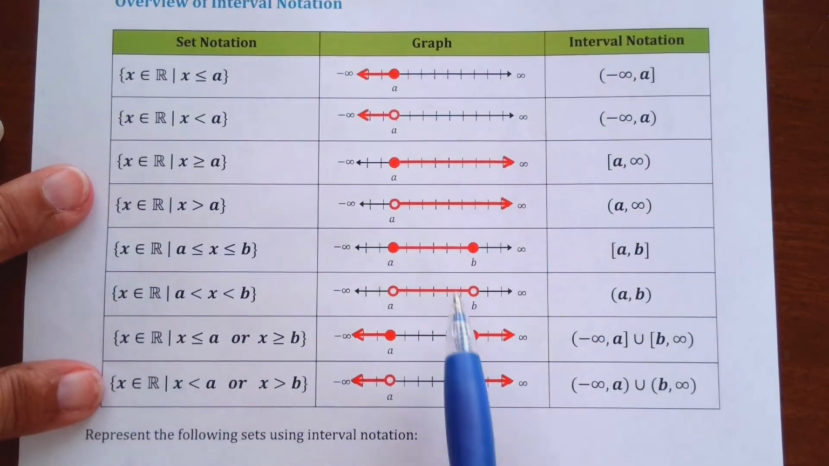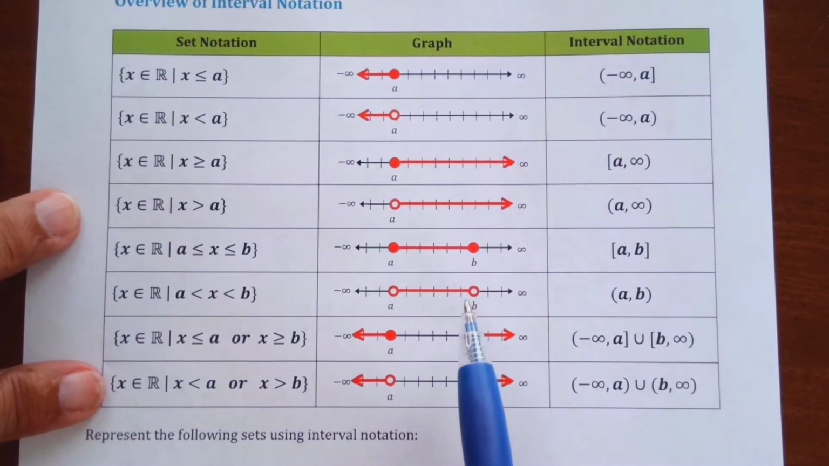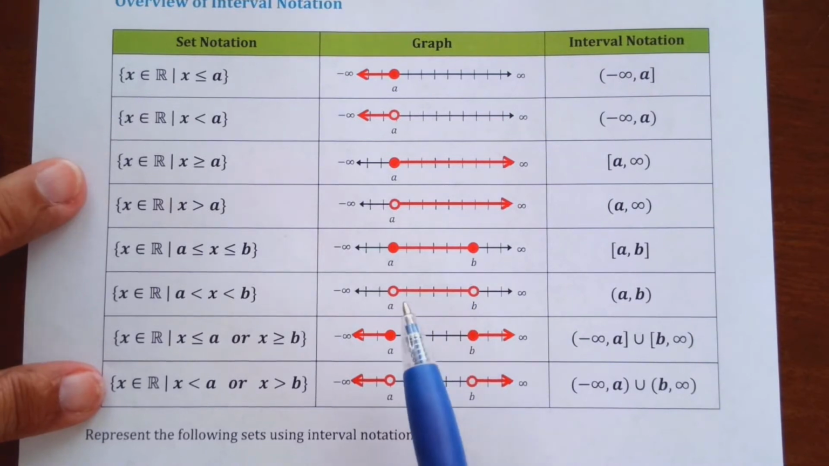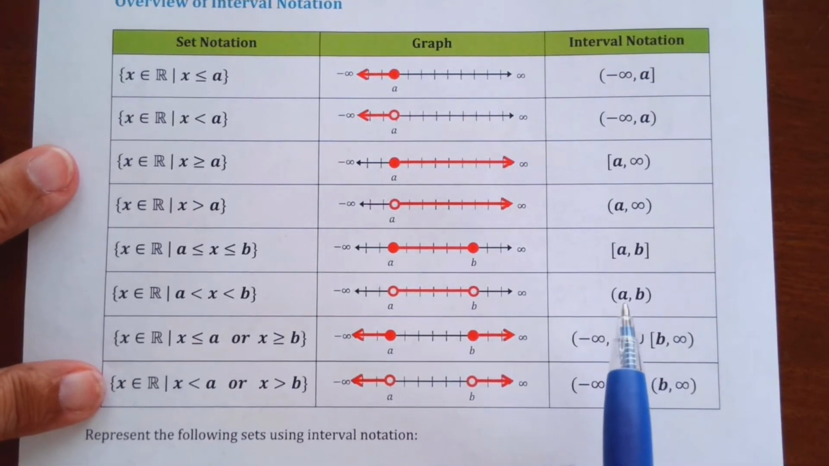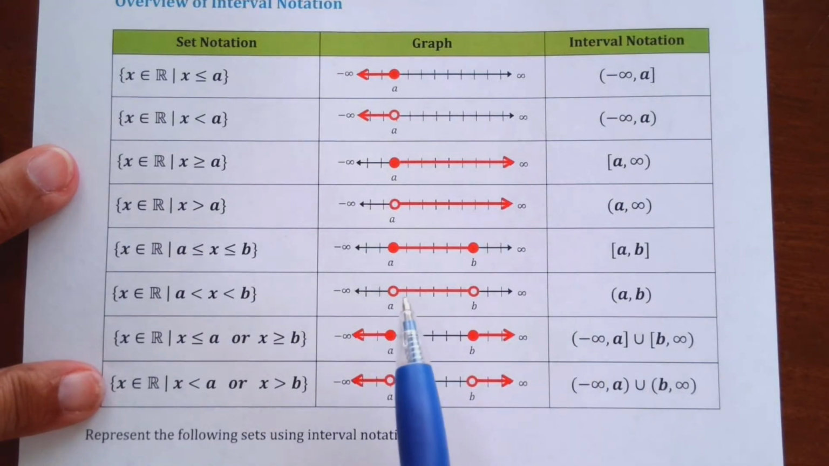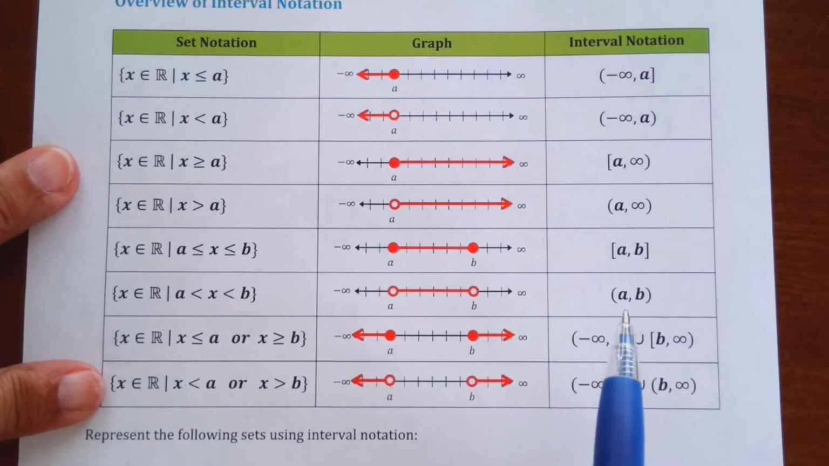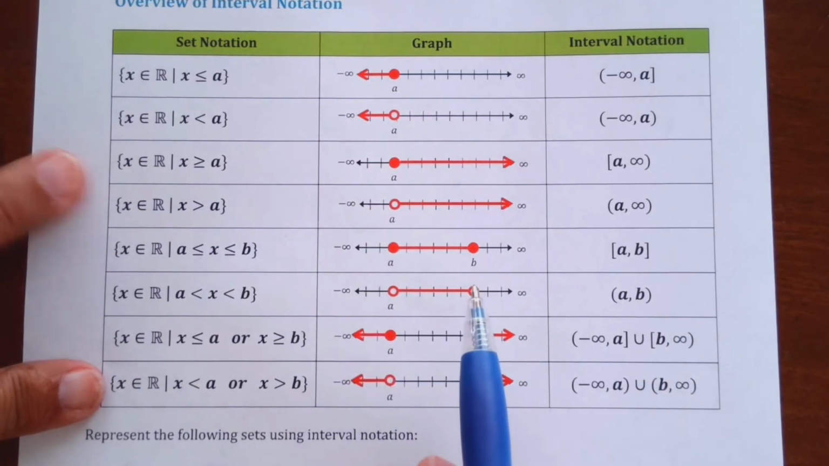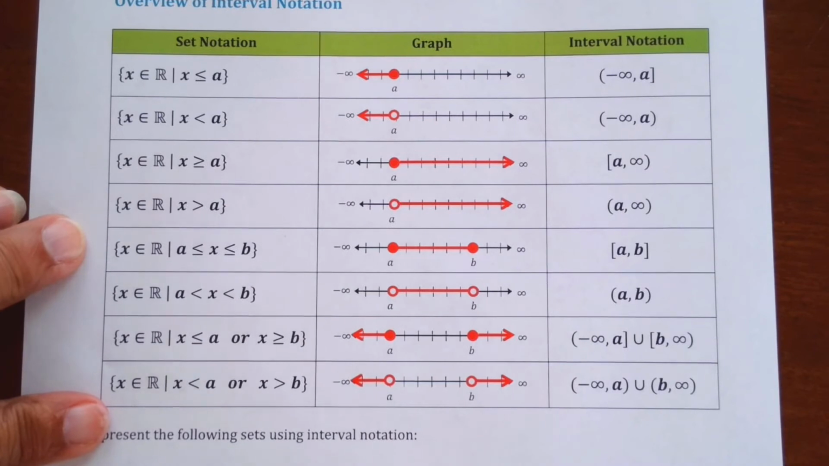The next one is the same graph, except you're not including a and b. Everything between a and b, but not including them. So we would go from a to b, parentheses on both sides. Please keep in mind, the smaller number has to be on the left. You have to write these in order as they come on the graph from left to right.